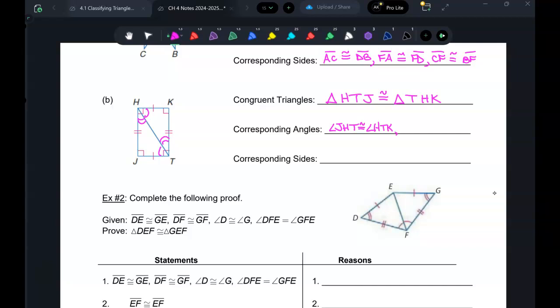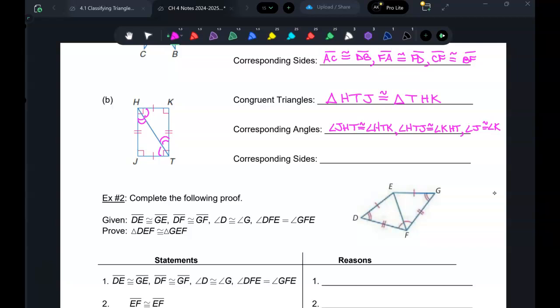JHT, HTK, or you could do KTH. It doesn't matter as long as the vertex is in the middle. Okay. There could be HTJ is congruent to KHT. And then finally, angle J is congruent to angle K. Since there's only one angle at each of those vertices, I can just put the letter.